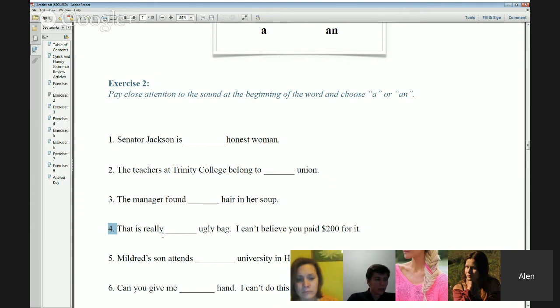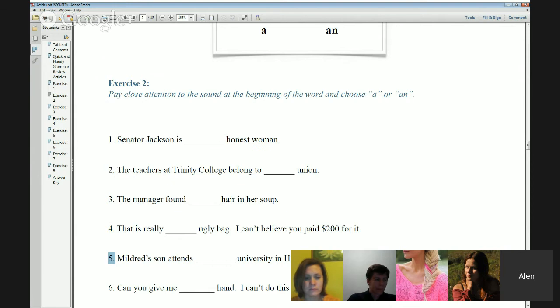Number four, Sergei. That is really an ugly bag. I can't believe you paid $200 for it. Yeah, $200. That is really ugly. That is really an ugly bag. An ugly bag. Very good.